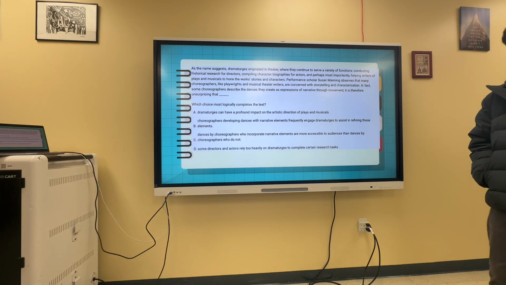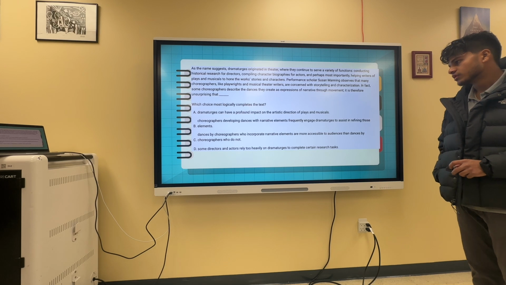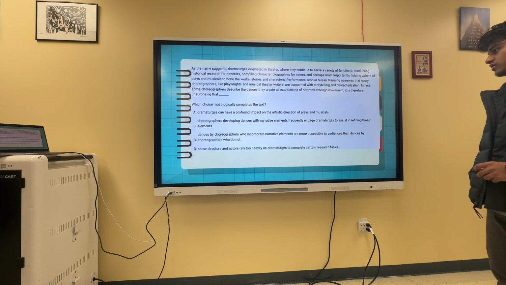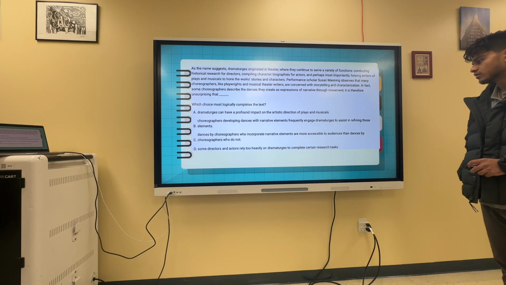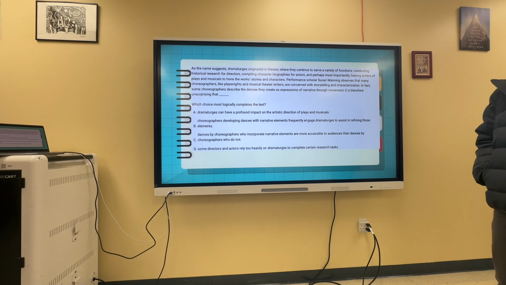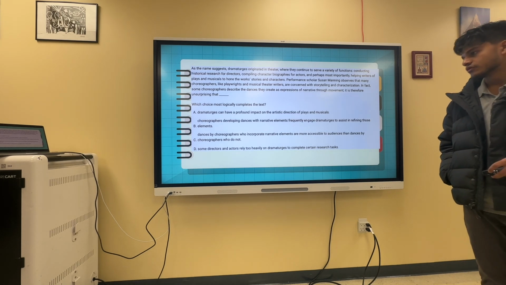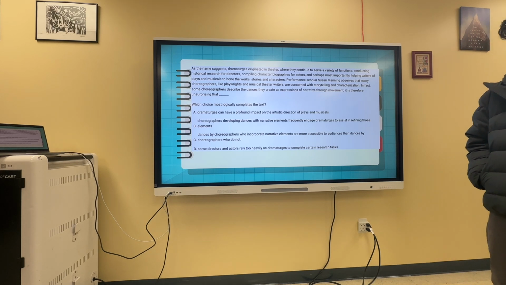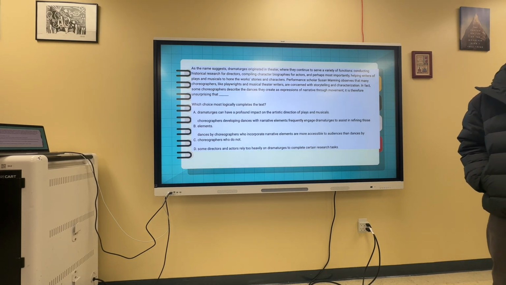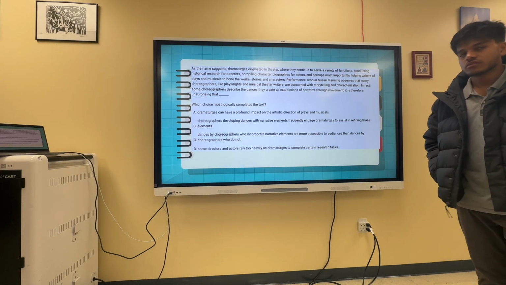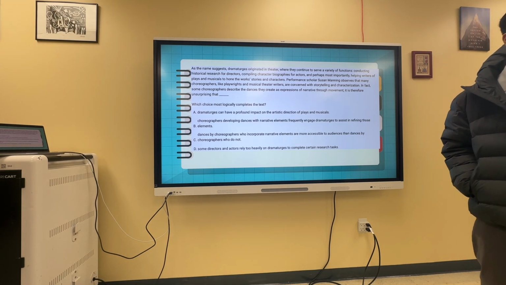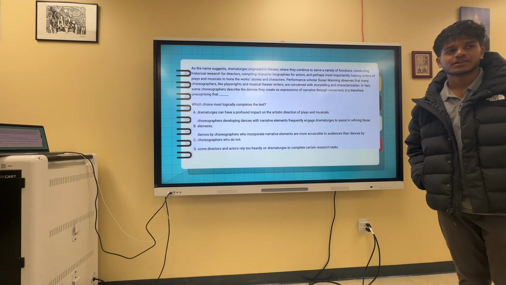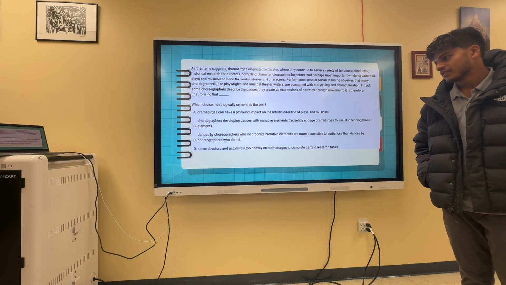Let's go over B. Choreographers developing dances through narrative elements frequently engage dramaturgists to assist in refining those elements. This is going a little too far when it comes to inferences, because you're making a prediction, you're going ahead of yourself, and going beyond what the text is saying. I don't blame you guys, but that's exactly how the SAT formats it, just so that they can trick you.